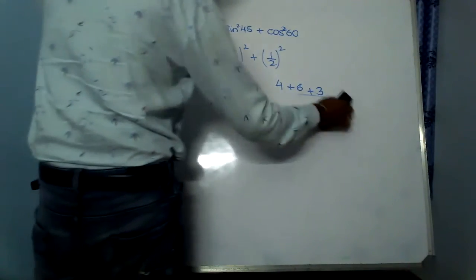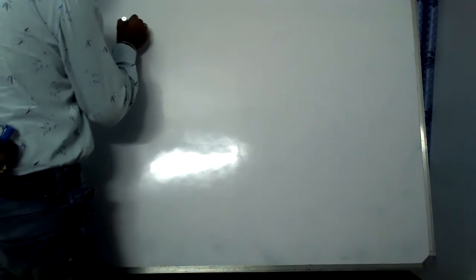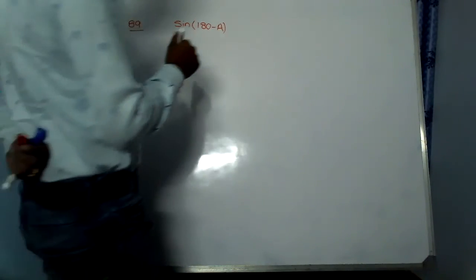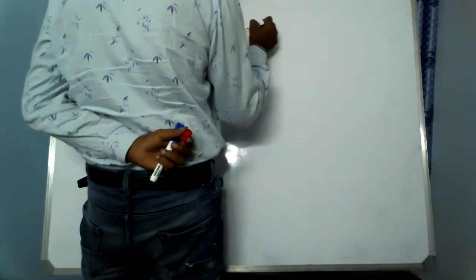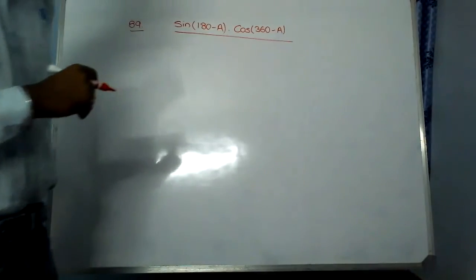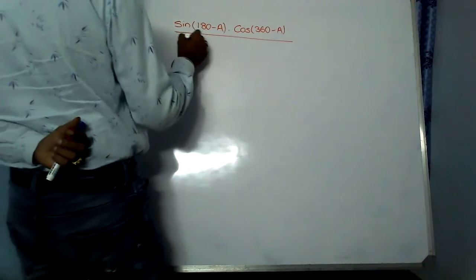Okay, we'll go to the next question. Next is what? Question number 89. So question number 89 says: the simplification of sine 180 minus a into cos 360 minus a, the whole thing divided by tan 90 plus a into sine minus a.